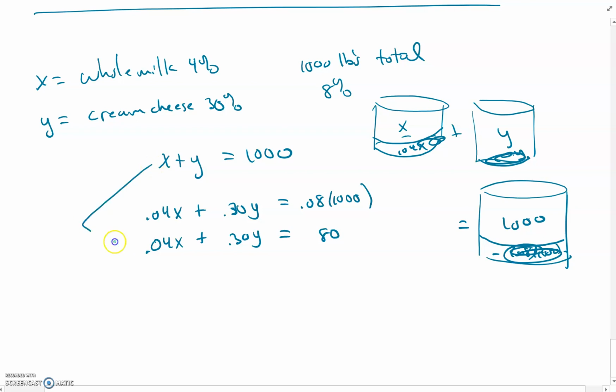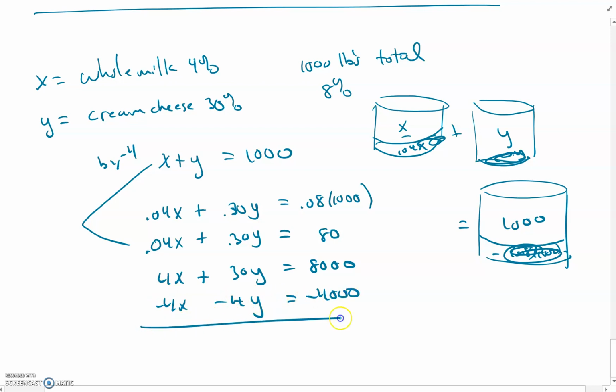So now we've got to solve these two equations with two unknowns. I'm going to multiply by 100. So 4x plus 30y equals 8,000. Multiply the top equation by minus 4. So that's minus 4x minus 4y equals minus 4,000. Now do you see why I multiplied by minus 4? The x's cancel. You're going to get 26y equals 4,000.